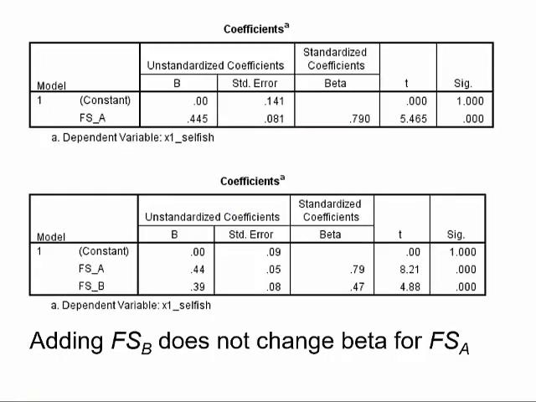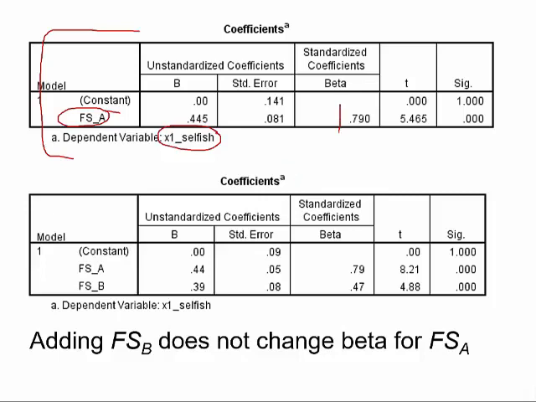And here is some output just to prove what I'm saying is true. So up at the top I have the results from a regression equation that I showed you previously when I used factor score A to predict x1, how much a person felt he or she was selfish.